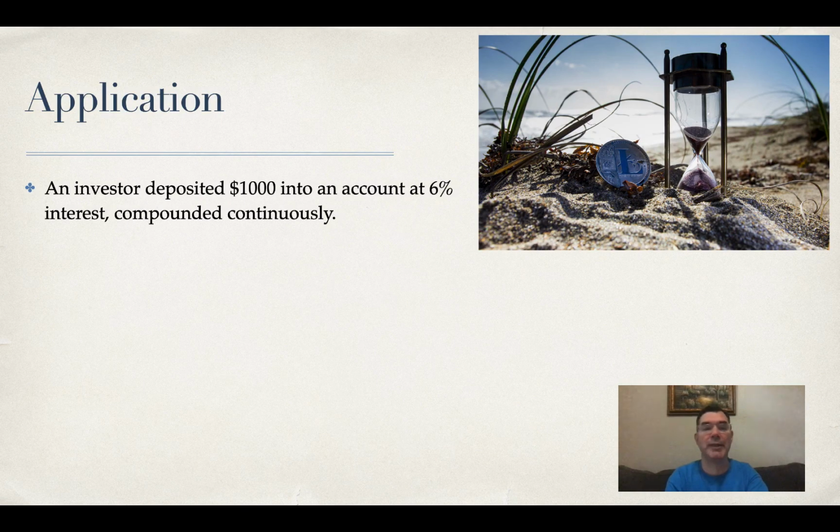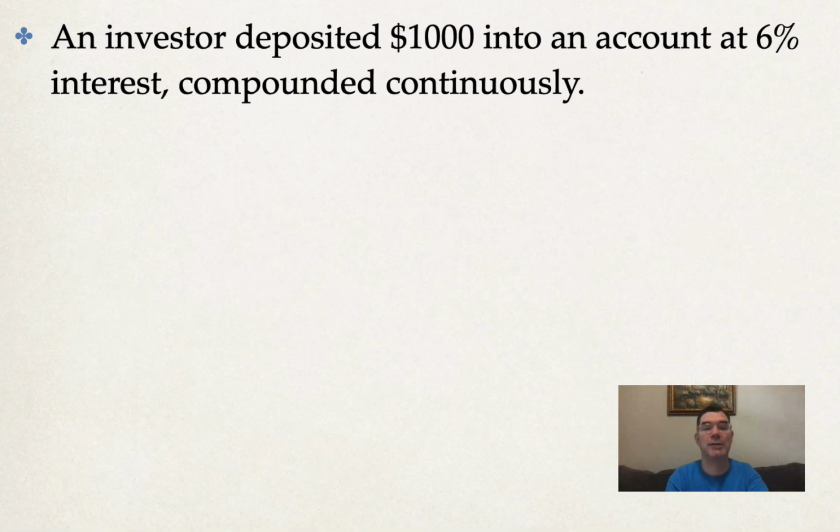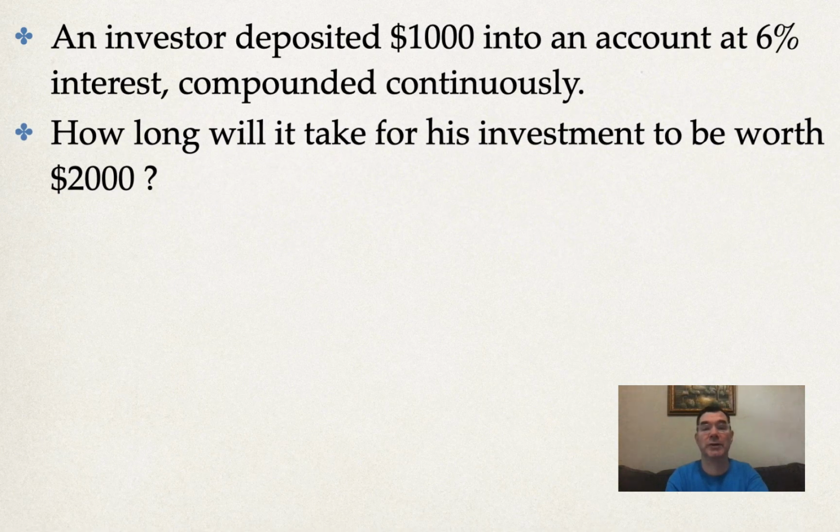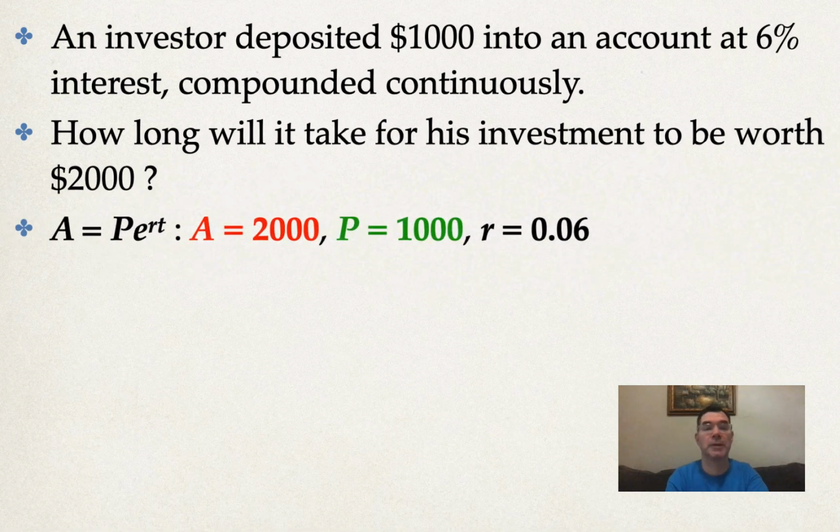So let's look at an application. We have an investor who deposited $1,000 into an account at 6% compounded continuously. And we've talked about that equation for continuous compounding interest. So we want to know how long it will take the investment to double and be worth $2,000. So there's my formula there, A equals P times e to the rt. Now in this case, I don't know t. That's my missing piece of information.